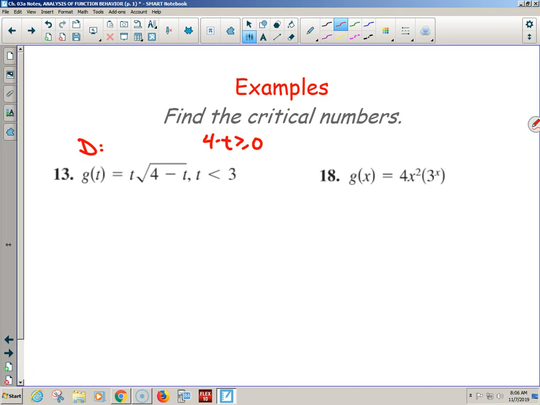Can you guys do it? I don't know. What's t? 4. It's not equal to 4, it's a range of numbers. Is it greater than or equal to, less than or equal to? Less than or equal to. How did you do it? I subtracted 4. That's what he should have done too.